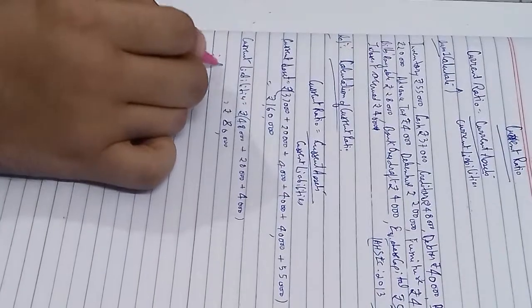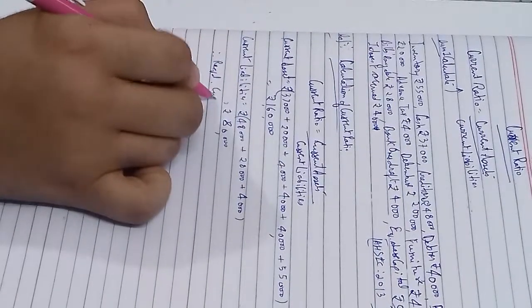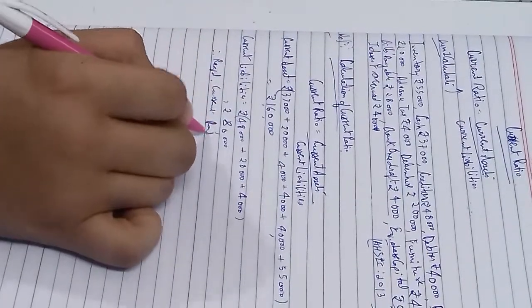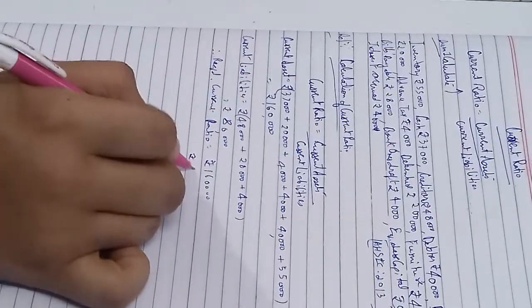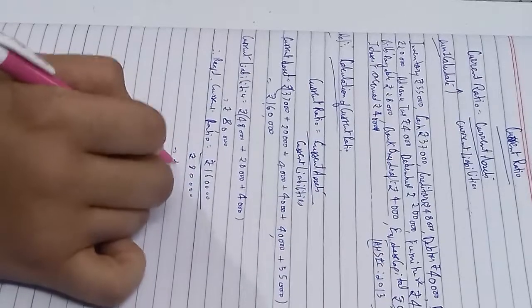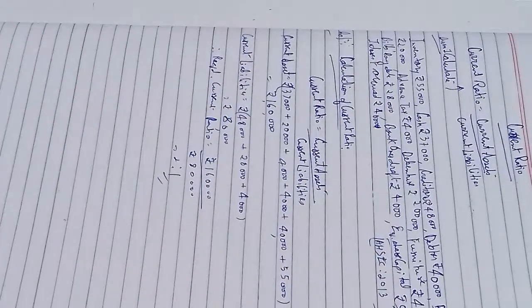Therefore required current ratio: 1,60,000 divided by 80,000, 2:1. This is the ideal ratio. The sum is completed. You will get the full marks.